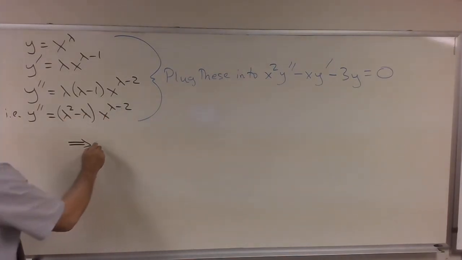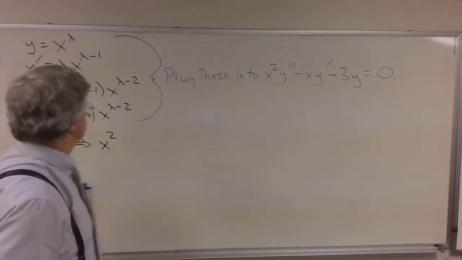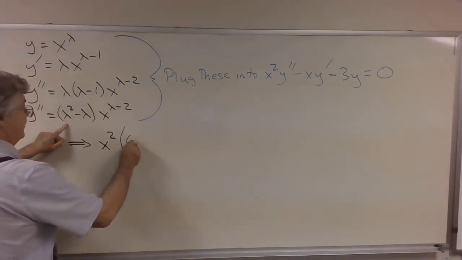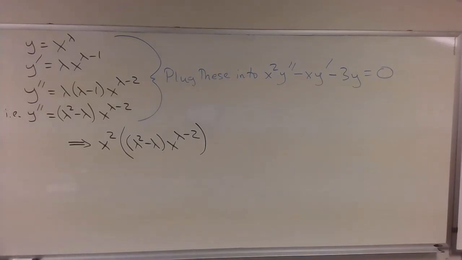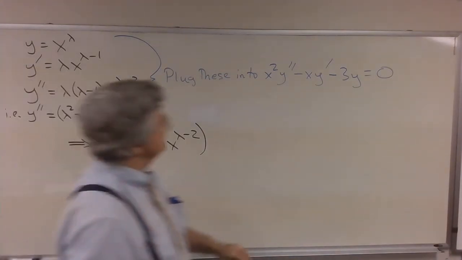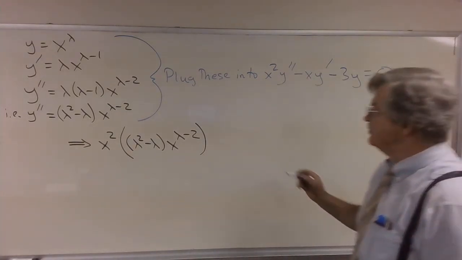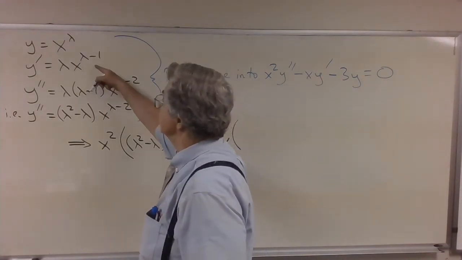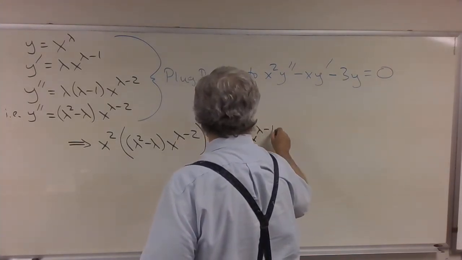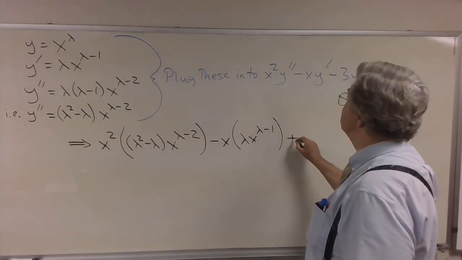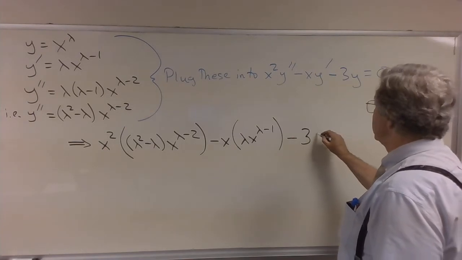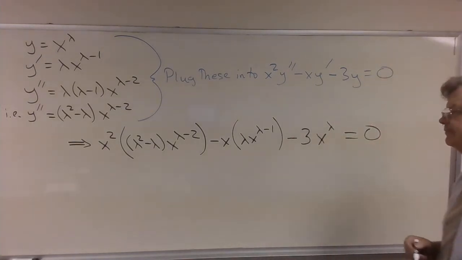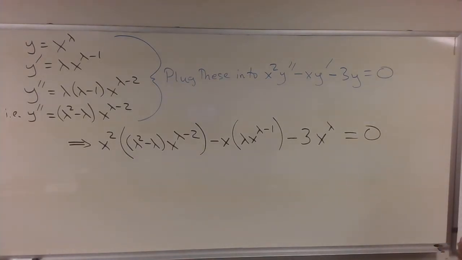So let's see, we have x squared times y double prime, which is this thing, minus x times y prime, which is lambda x to the lambda minus 1, minus 3y, which is x to the lambda. What do we get?